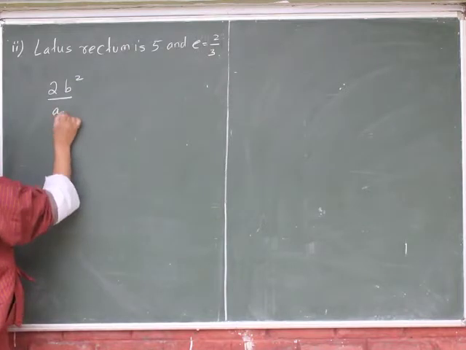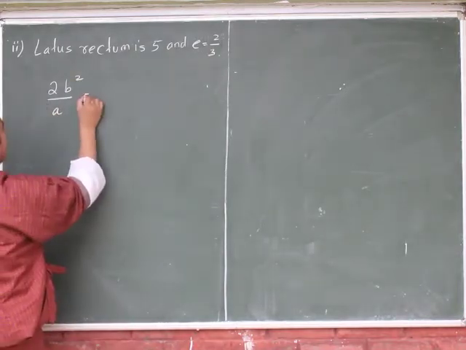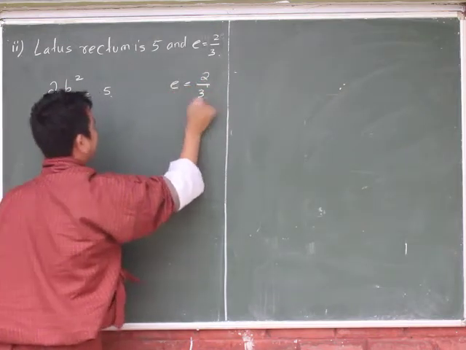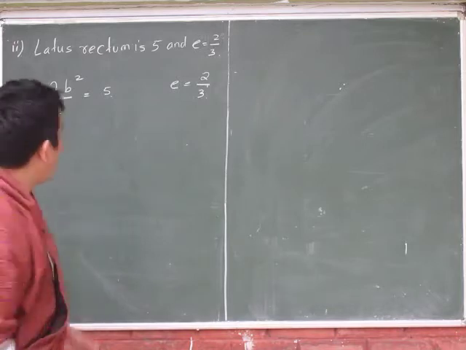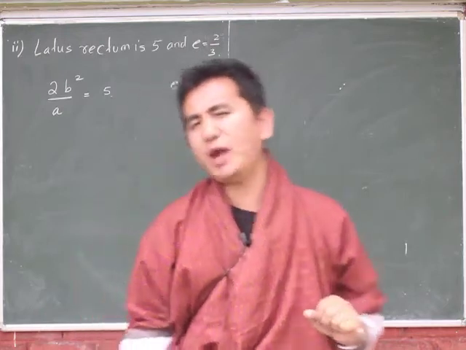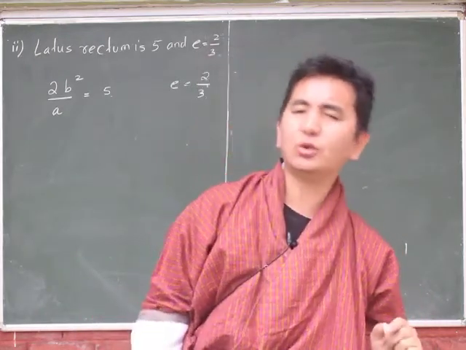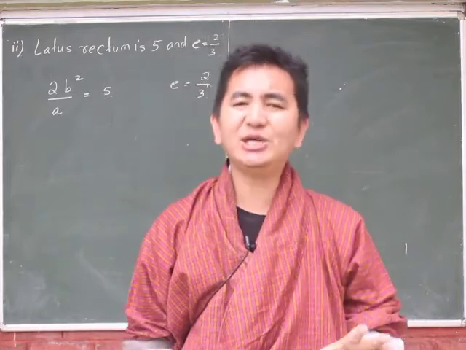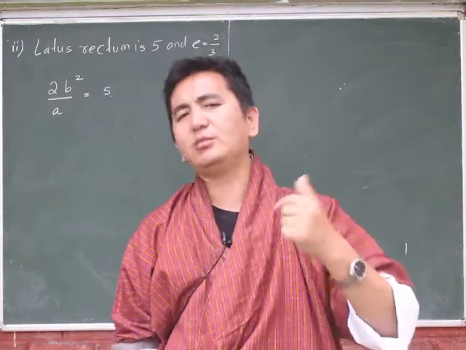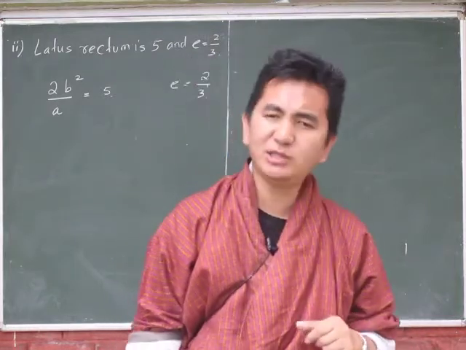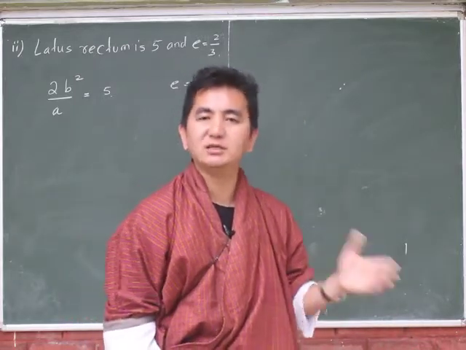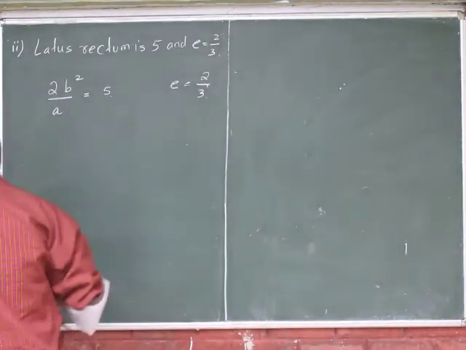Now, you know what the latus rectum is? Latus rectum is 2b square by a, which is given as 5, and the eccentricity value is given as 2 by 3. Looking at this latus rectum and eccentricity, you won't be able to know whether this one is horizontal or vertical. Whichever equation you like, you can take, because whether it's horizontal or vertical, both have a latus rectum and an eccentricity. So we don't know which type of ellipse it is. Is it horizontal or vertical? We don't know. So therefore, let me first take the equation.